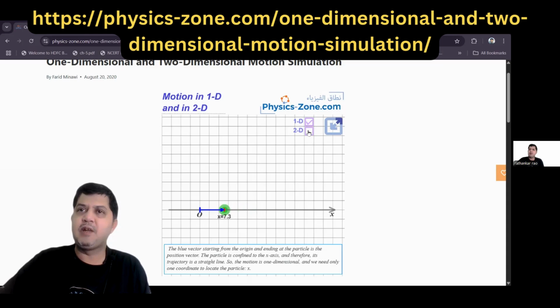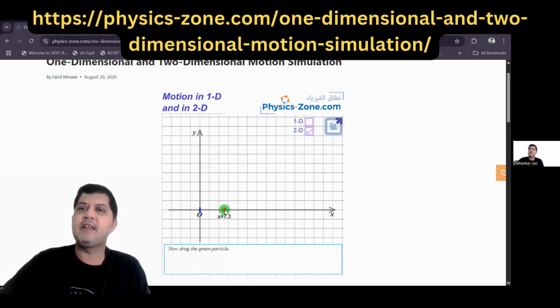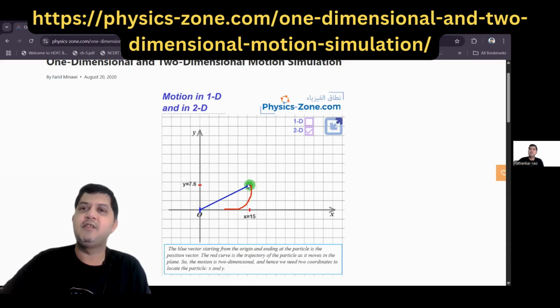Now, when I say two dimension, I can click on this one here. Now you see an x and y axis over here. So now I can change in any direction. See, I can move it in a curve. I can go like this, I can go like this, I can go wherever I want. As a result of it, this is your two dimension.